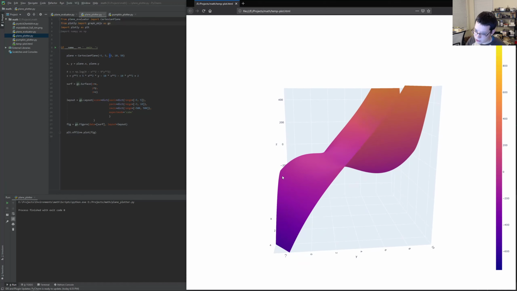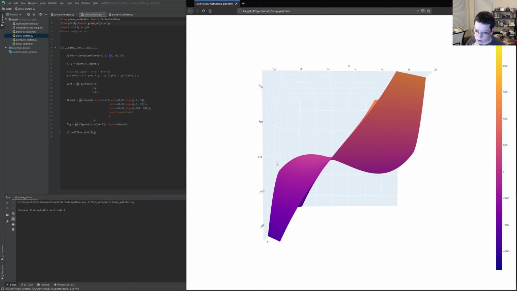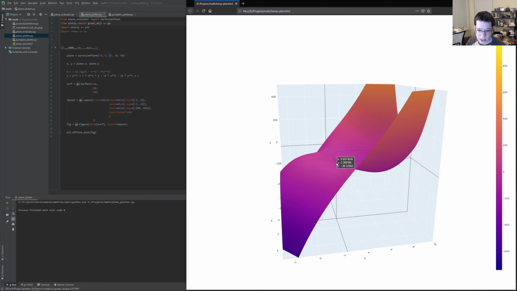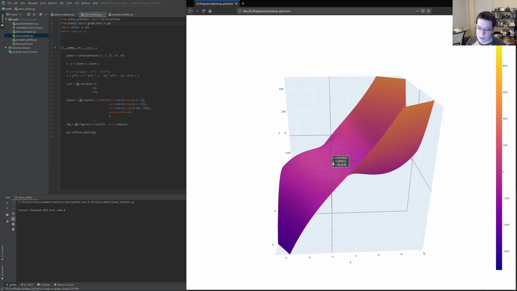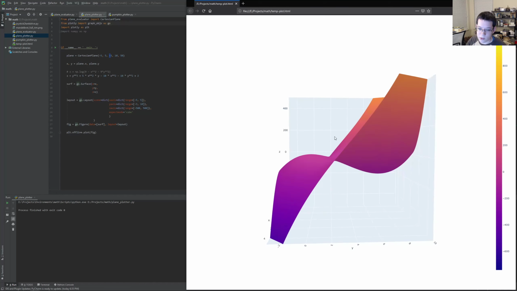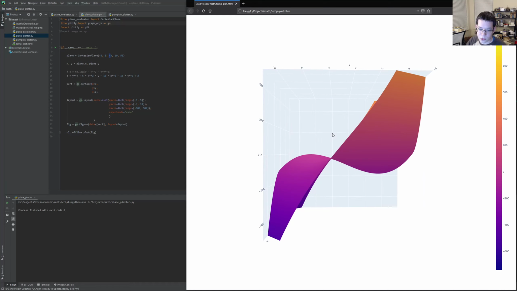I believe we have an inflection point right here. Oh, that is so funky looking. I love Plotly. Plotly is so cool. But I believe right here where y is equal to 2 is an inflection point, or an inflection line, if you will.